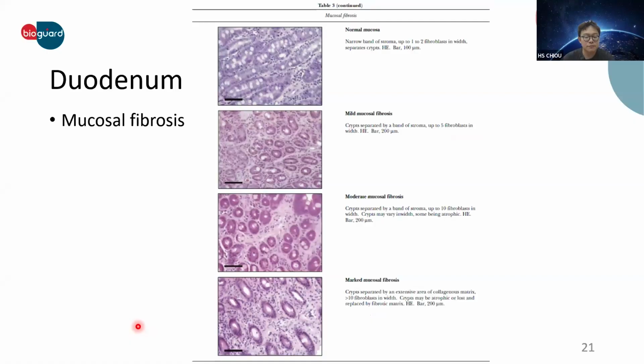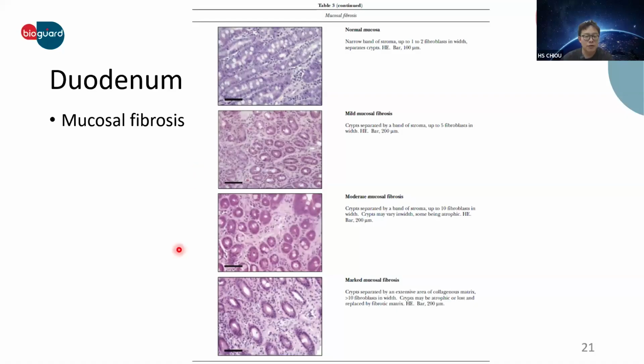This slide is mucosal fibrosis, which reflects chronicity. Normally, crypts are separated by a thin stromal layer. With mild fibrosis, there's a slight increase in stromal tissue, with crypts separated by a wider band of fibroblasts.